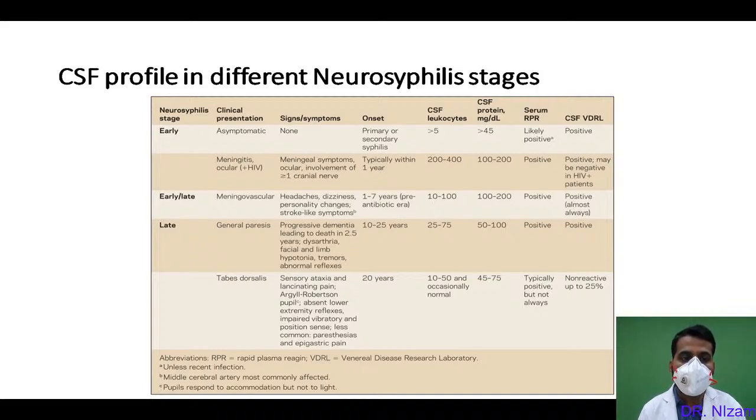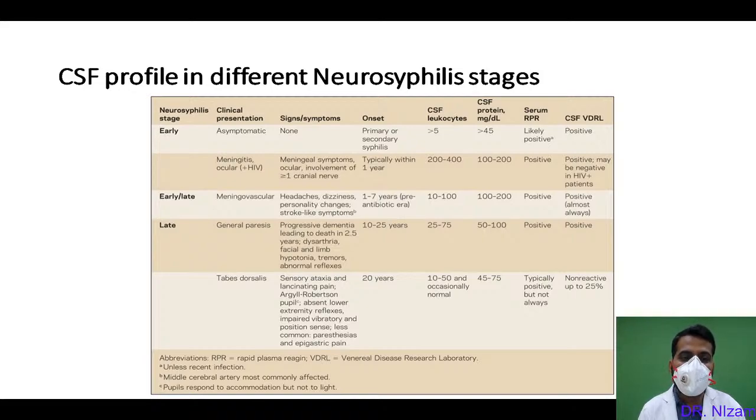That is the early stages where the person is asymptomatic. In this asymptomatic stage also, we can see that CSF leukocytes will be more than 5, and CSF protein will be more than 45. And at that time, if we send an RPR, it is most likely positive. Then in early we have meningitis and ocular.